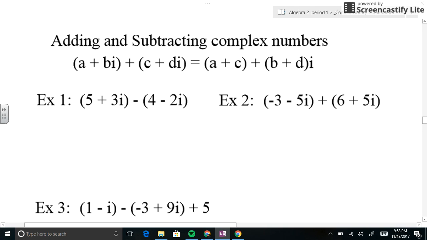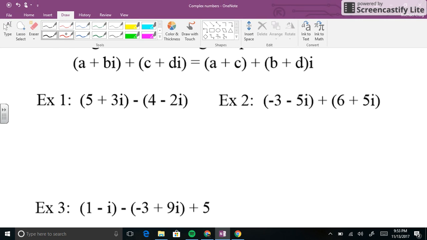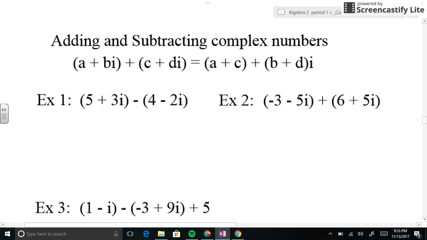We can also add and subtract complex numbers. The way we add and subtract is just like when you're adding like terms. So if I see a subtraction sign in the front, I just assume there's a negative 1 here. I'm going to distribute the negative 1, so I get 5 plus 3i minus 4, and then a negative times a negative is a positive 2i.